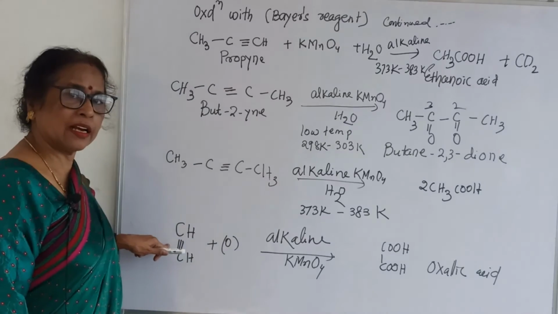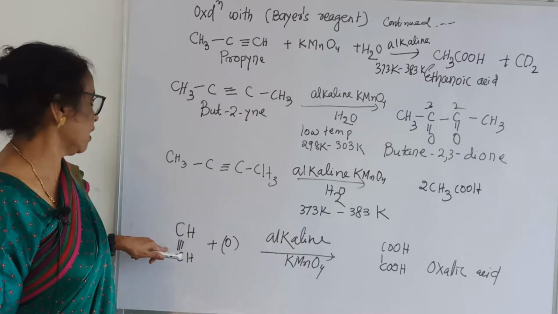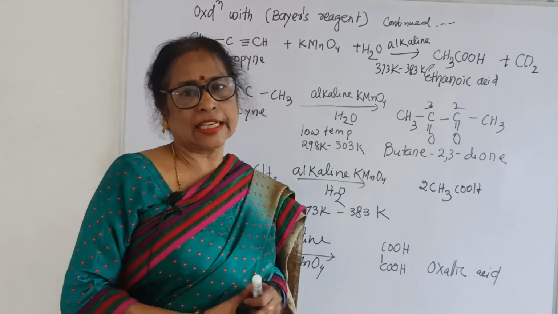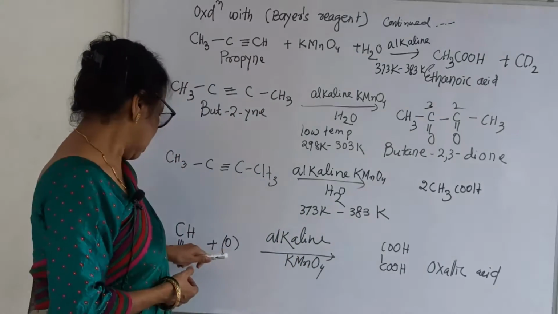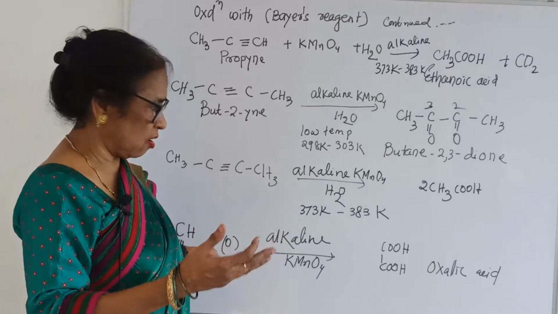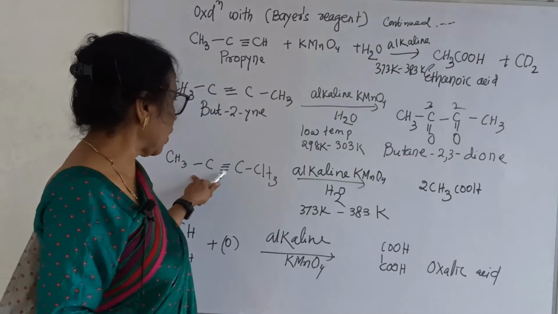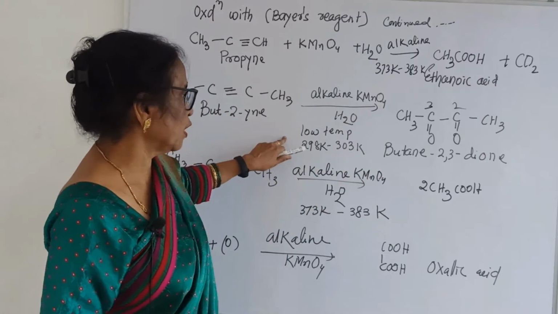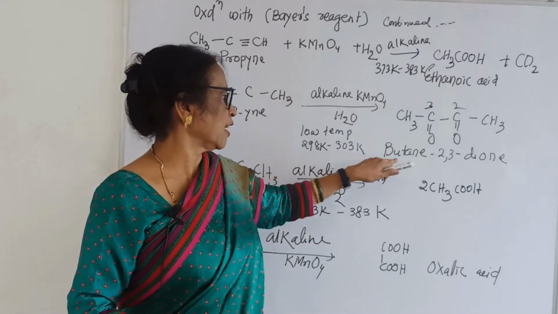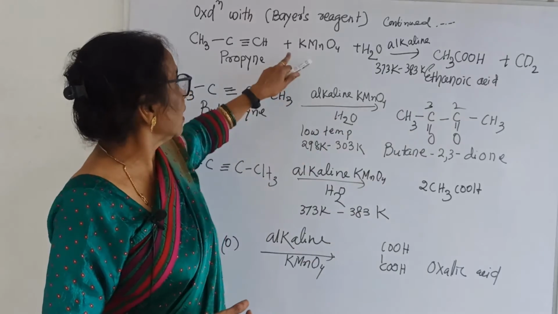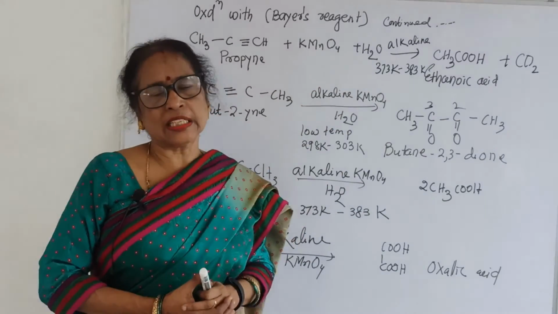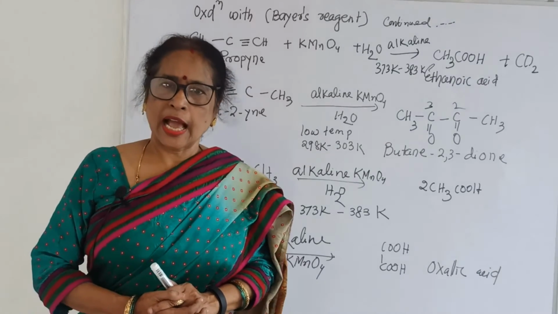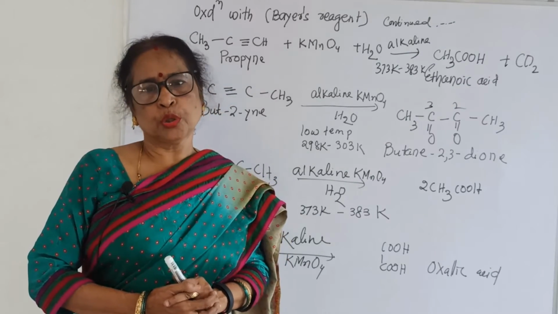If you take ethyne, that is very important, you will get only oxalic acid. This is called oxalic acid. So with acetylene or ethyne, oxalic acid. With butyne at high temperature, it gives acetic acid. If the temperature is low, then it gives 2,3-dione. And here also propyne gives ethanoic acid at high temperature, and at low temperature it gives pyruvic acid. Now we will see ozonolysis.